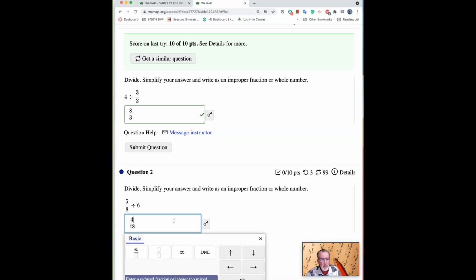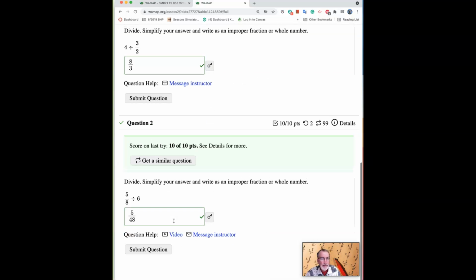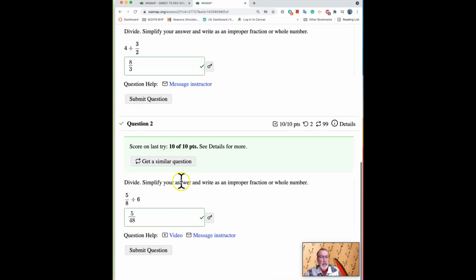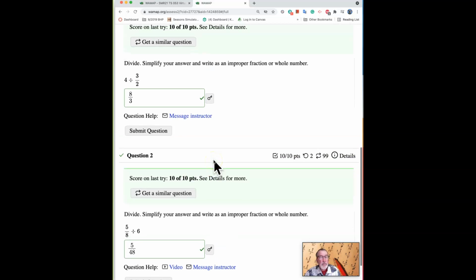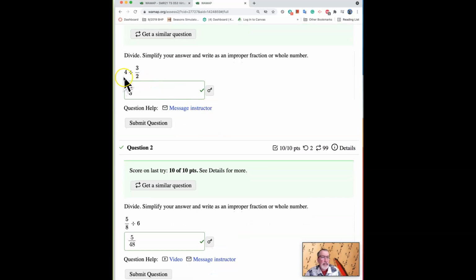And I got a typo in there. You always want to check your answers before you hit enter. And this one was also correct. So just remember that we're going to change this whole number into a fraction by putting 1 in the denominator. We did that both times. And then if it's the divisor, the second of the two fractions, that's the one that's going to be flipped over. You use the inverse of that one.